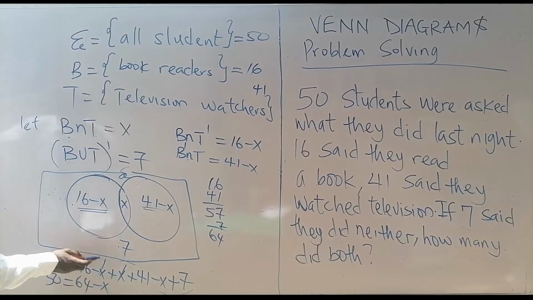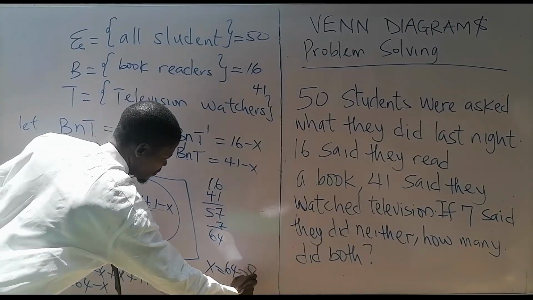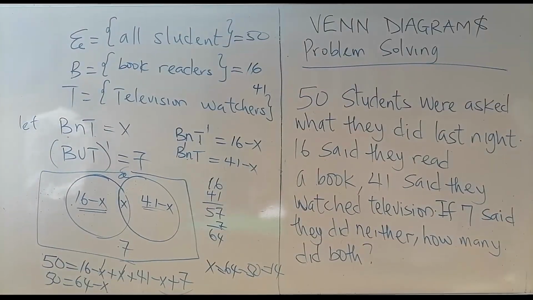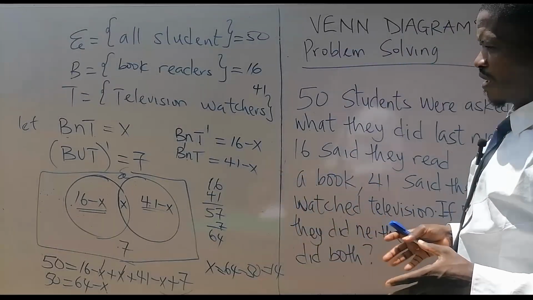Then you can move this minus X to the other side, and that'll be X equal to 64 minus 50, and that's 14. 14 is the number of those that did both. Those that did both, they are 14. And that's the end of the first part.